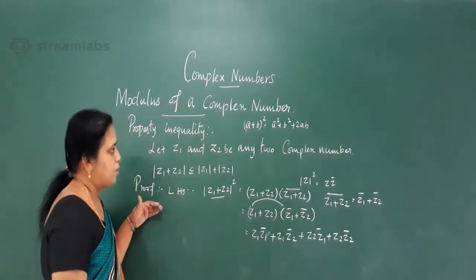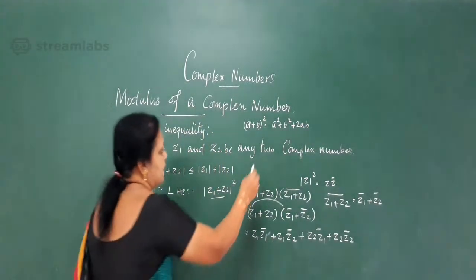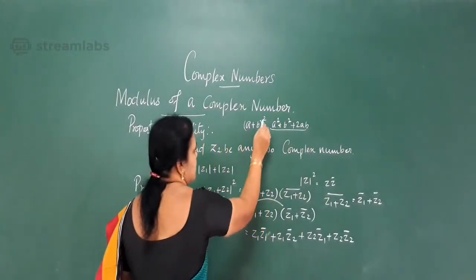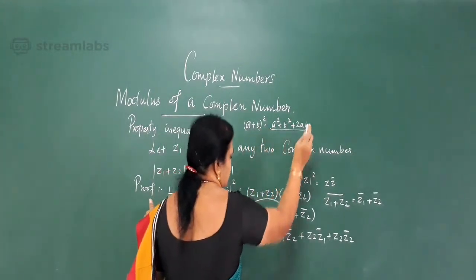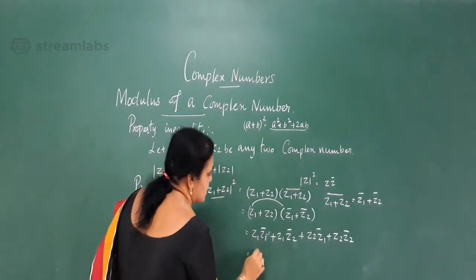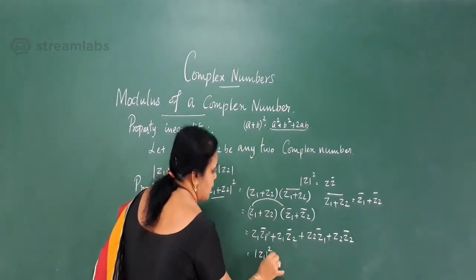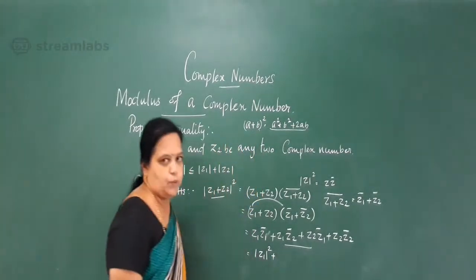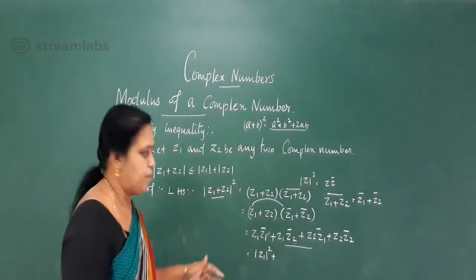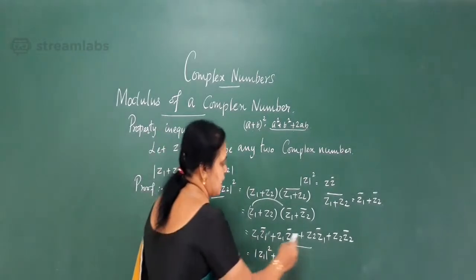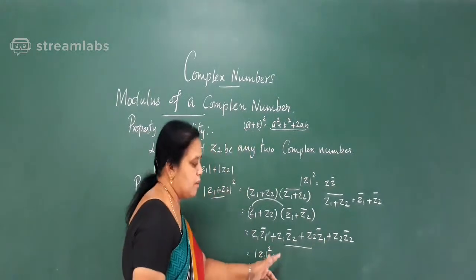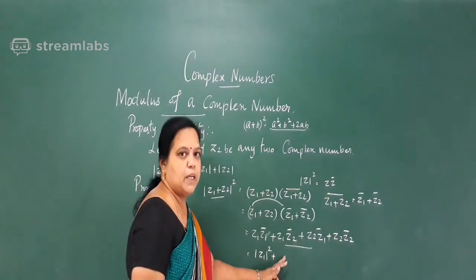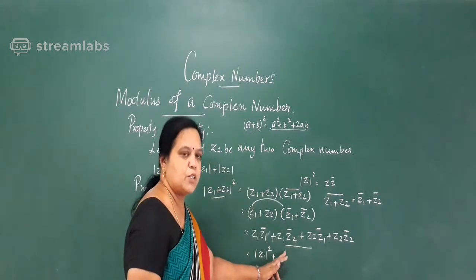Okay, we have to prove it like this. We have to bring it like this. Here, (a plus b) whole square is equal to a square plus b square plus 2ab. See, this is modulus Z1 square plus, here we have to bring 2 into a into b. Suppose I consider this as a and this as b, which means here we bring 2 into a into b.